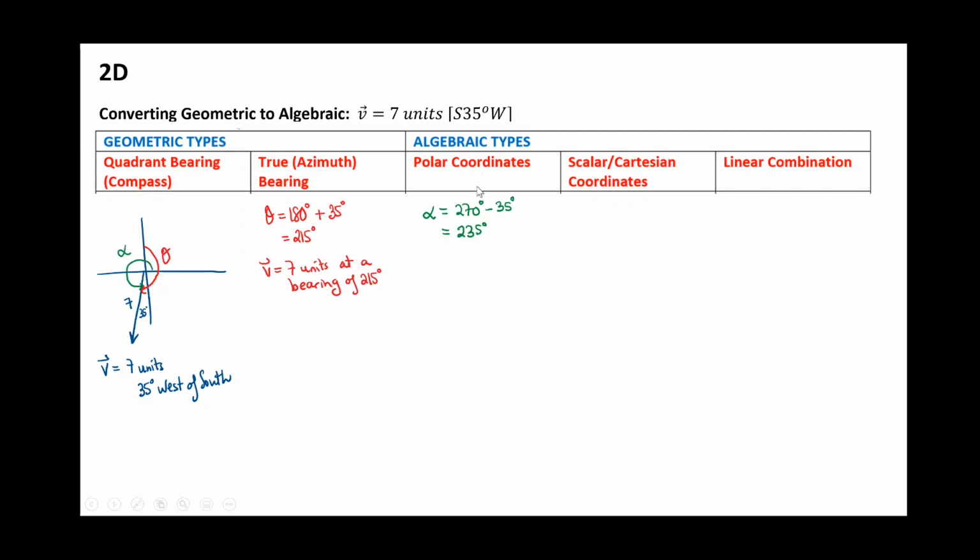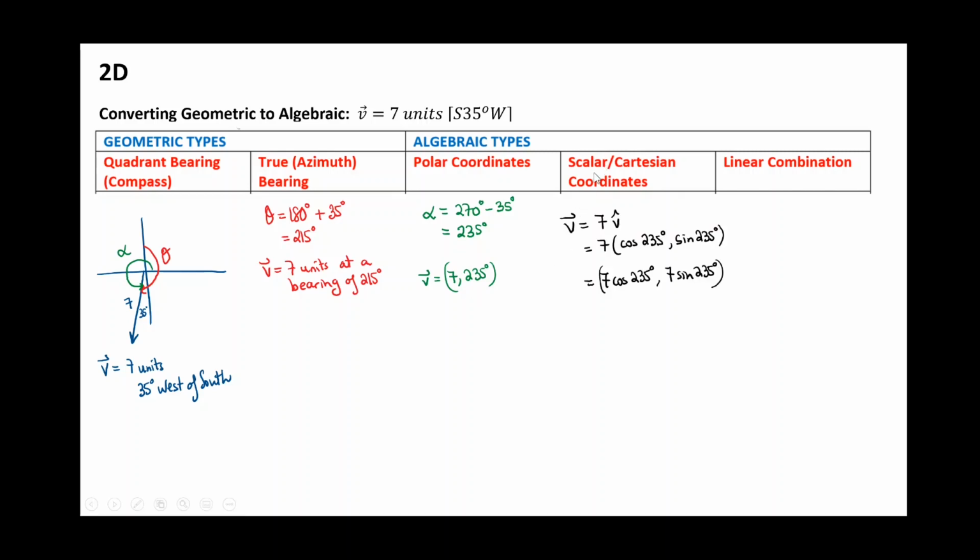For polar coordinates, we have to use the math angle, which is from the positive x-axis counterclockwise, so this alpha right here. So we want to go to 270, but back a little bit because that's overcounting it by 35. So that gives us alpha. And so this would be how it would be written in polar coordinates.